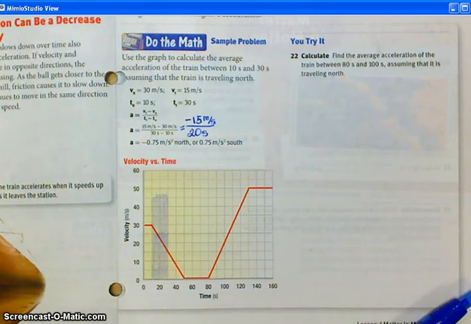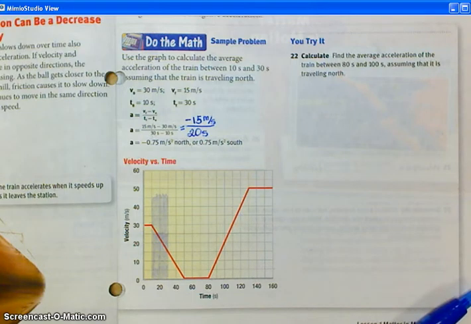Okay, so you can see that I've simplified the calculation. Negative 15 on top divided by 20 seconds. Negative 15 meters per second divided by 20 seconds. The reason why the negative is important is because a negative value for acceleration indicates that you're slowing down. And if we started at 30 meters per second and we wound up at 15, then yes, we definitely slowed down. So that's why we have that negative value.